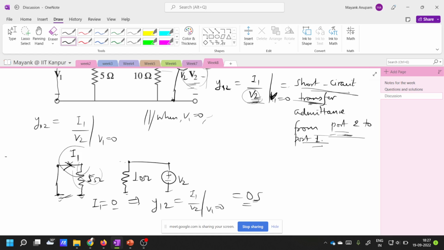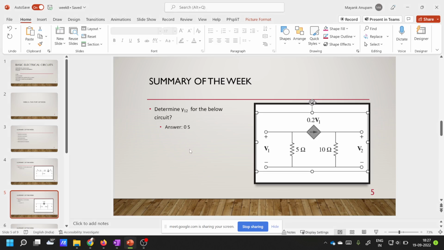Any doubt, or is everyone clear with this? I guess no response means everyone is clear with this. Let's move forward. You see that the answer is 0 Siemens.